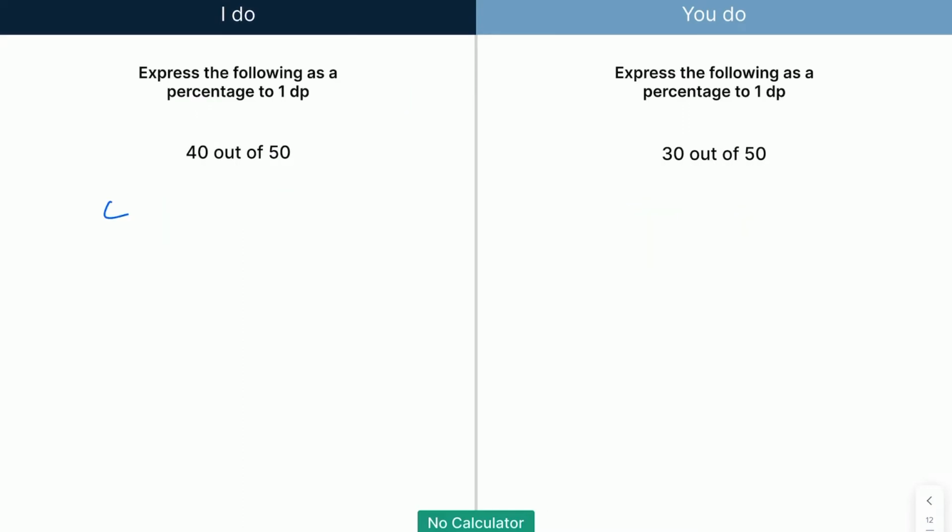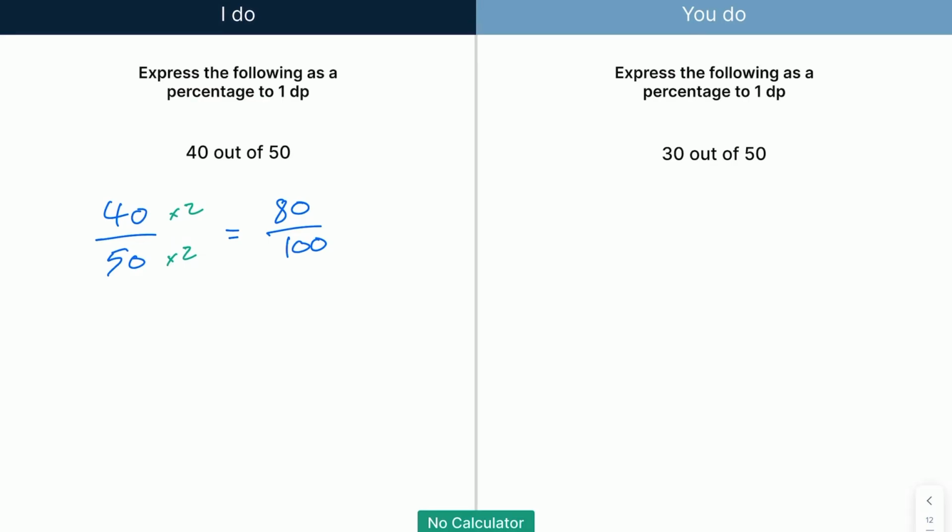Now moving on, this is a bit different because the fraction is not out of 100. So what you need to do is, how can I turn this into 100? Well, I can times this by 2. Well, whatever you do to the top, you have to do the bottom. So if I times the top and bottom by 2, that now becomes 80 over 100.